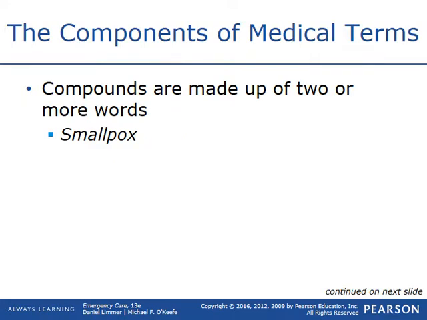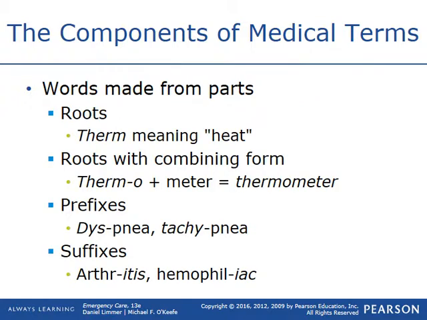So let's start out with the components of medical terms. Compound words are made up of two or more words, such as smallpox. Then there's words made from parts, roots. Therm, meaning heat. There's roots with combining form, thermo plus meter equals thermometer. Prefixes, such as dys and tachy, dyspnea, tachypnea, and suffixes, itis, iac, like arthritis, and hemophiliac.